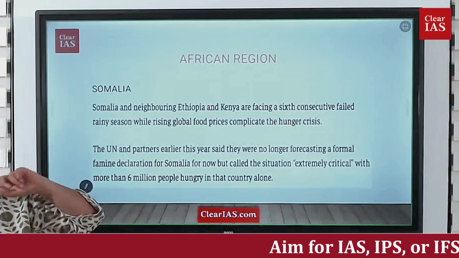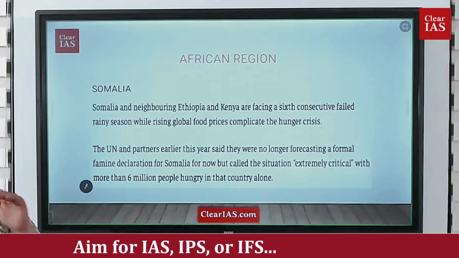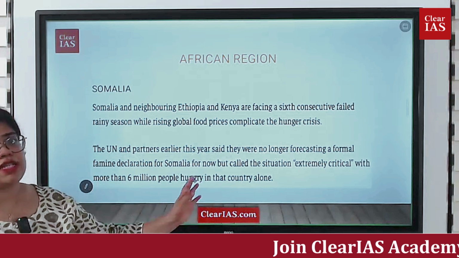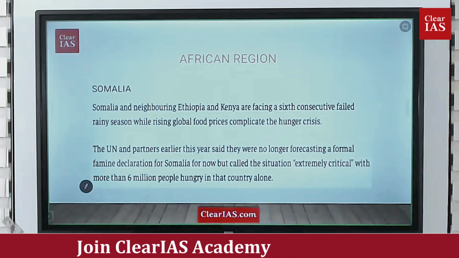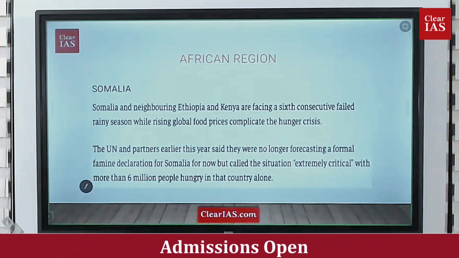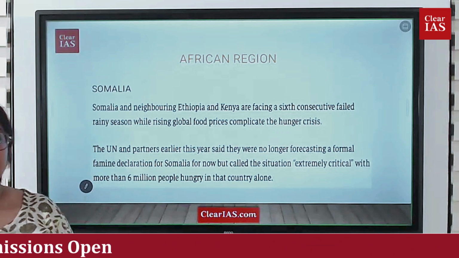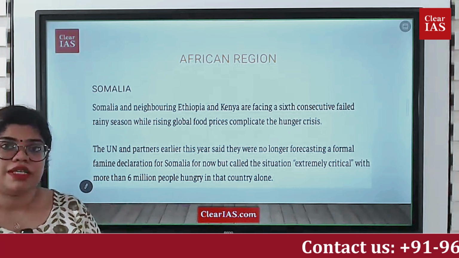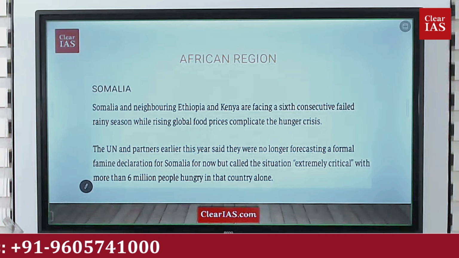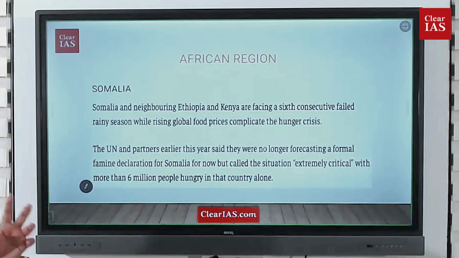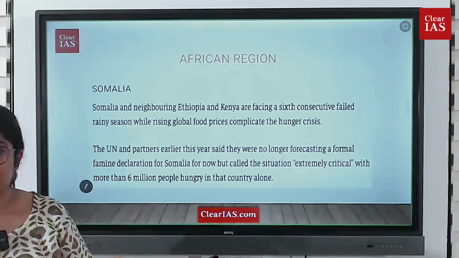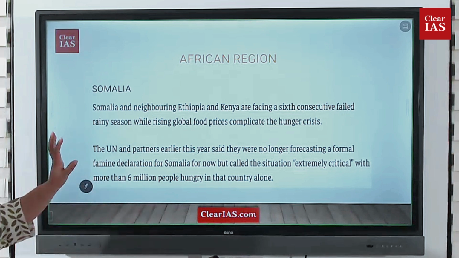So the UN is saying that Somalia is facing an extremely critical condition, where more than 6 million people in the country are going hungry. 6 million people coming under hunger means it is a very serious situation. So this condition is termed by the UN as extremely critical. This has been there for 2-3 years now. The situation is not changing. So that is why Somalia is in news.